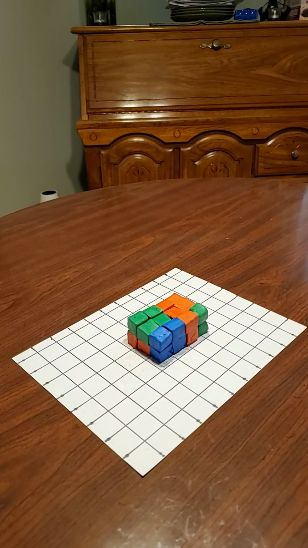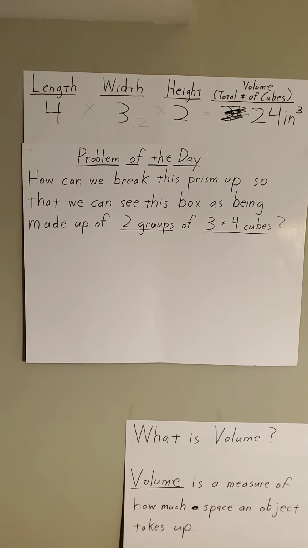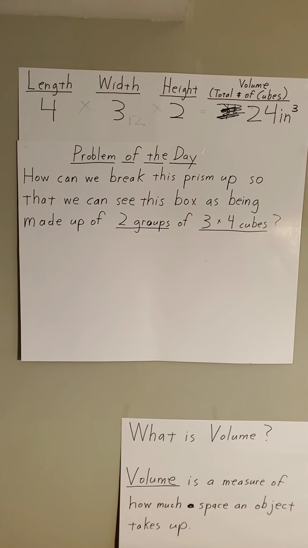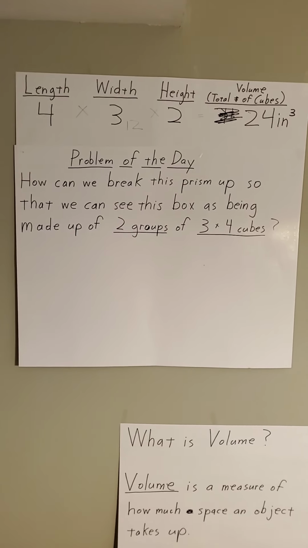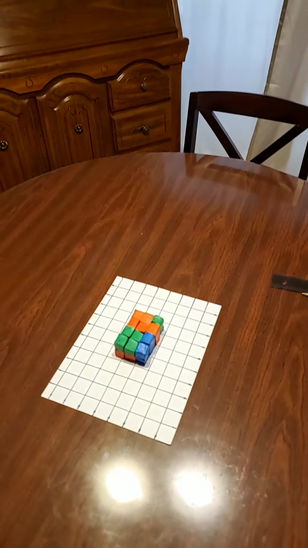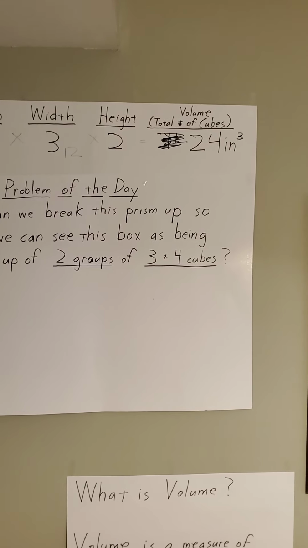Okay, let's go back to the question again, and I'm going to go slow. How can we break this prism up so that we can see this box as being made up of two groups? Oh, wait a minute. So it wants us to take this rectangular prism and break it into two groups. Two groups of what? Two groups of 3 times 4 cubes.